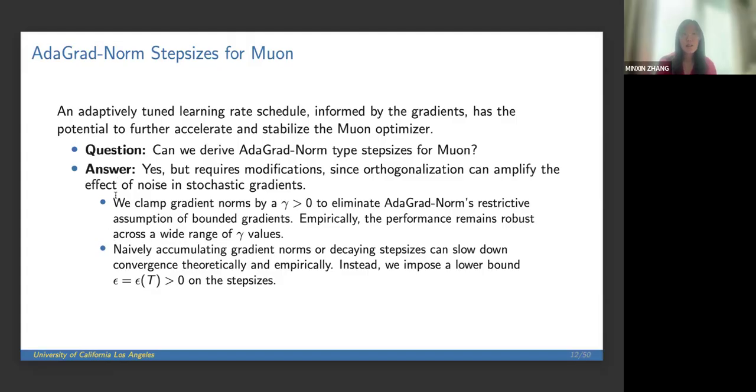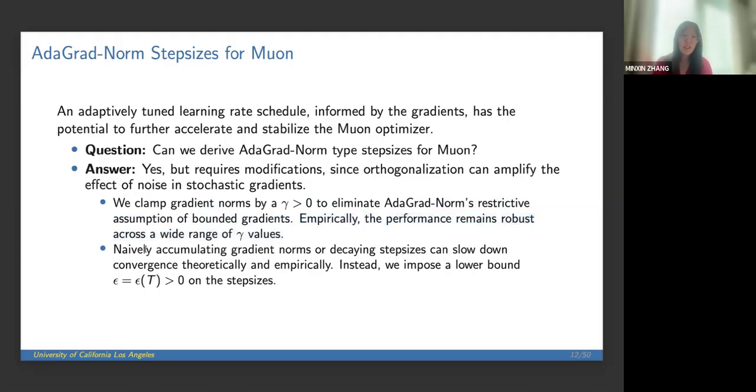The two main things: first, we clamp gradient norms by some constant gamma to eliminate AdaGrad norm's restrictive assumption of bounded gradients. In the original analysis of AdaGrad norm for standard SGD, it imposes this assumption to make sure that it converges. For our algorithm, we just clamp the gradient norm to remove this, and we empirically and theoretically analyze that the performance of our algorithm remains robust across a wide range of different gamma values.